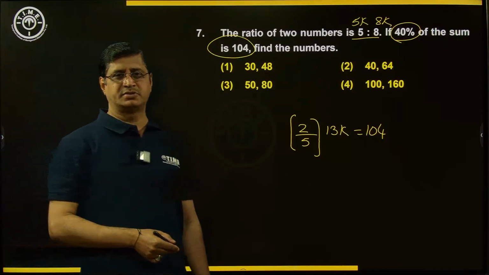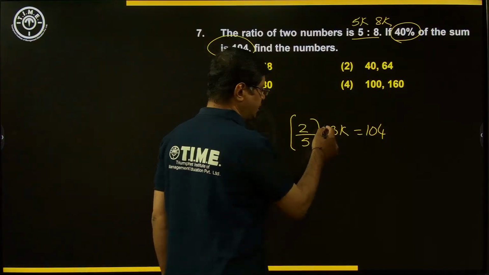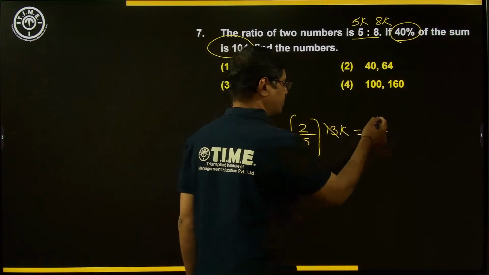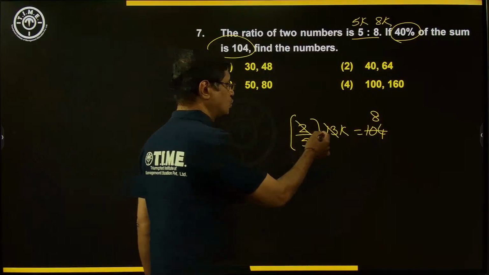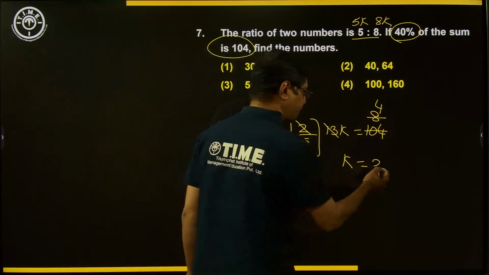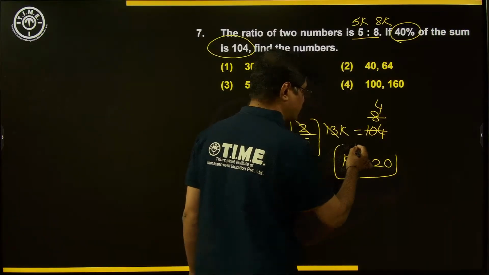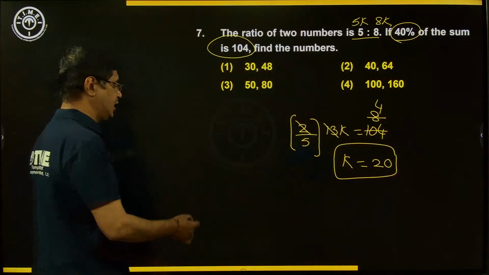Now find the numbers. Simplify this. What is the cancellation here? 13. It goes exactly how many times? 8 times in 104. What about 2? 2 here it goes exactly 4 times. The value of K is equal to 20. When K is equal to 20, now what are the numbers? What are the numbers means 5K and 8K.